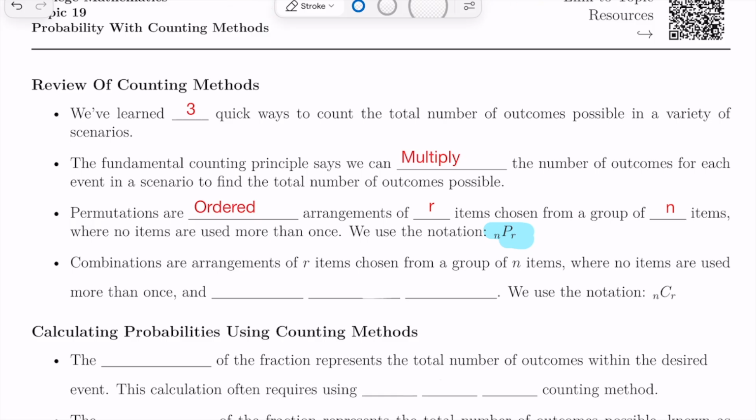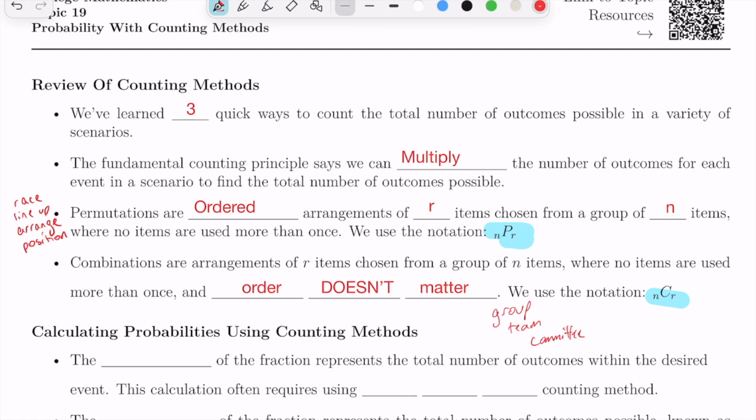Combinations of R items chosen from a group of N items, well, again, that's nCr instead of nPr, where no items are used more than once and order doesn't matter. These are things like whenever you see a group, a team, or a committee. The main idea is that with permutations, order matters, and with combinations, the order doesn't matter.